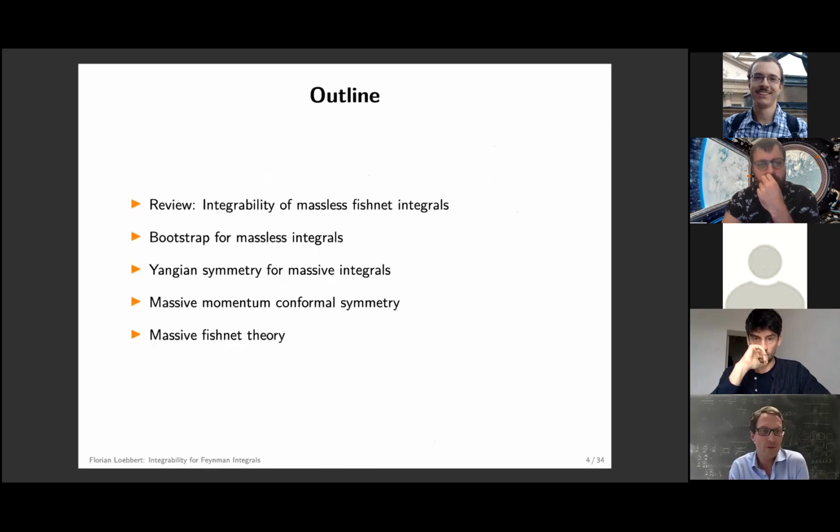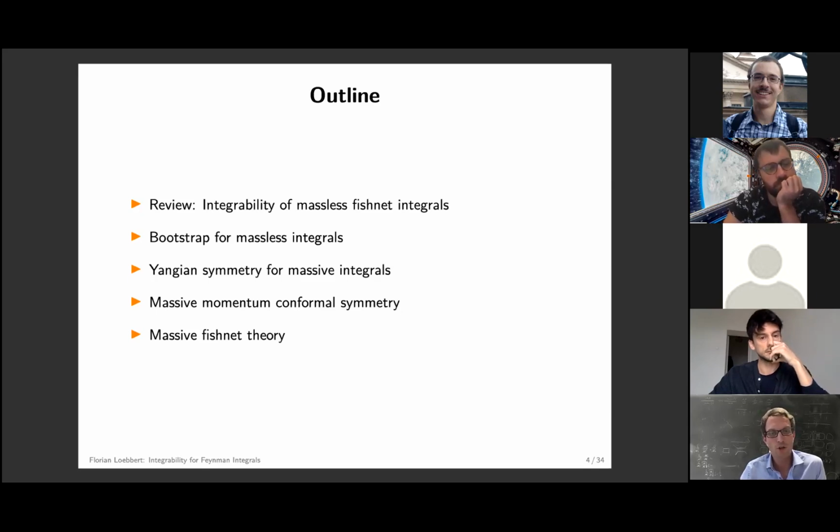So the outline for the rest of the talk is as follows. First I will briefly review the integrability of massless Fishnet integrals, how this can be argued to arise from N=4 Super-Yang-Mills theory. I will then come back to this idea to bootstrap massless integrals using the Yangian symmetry.